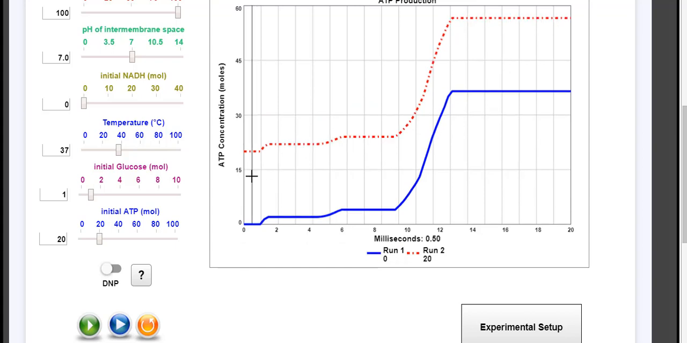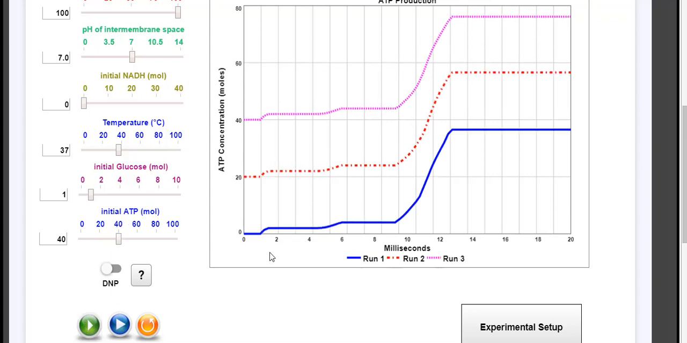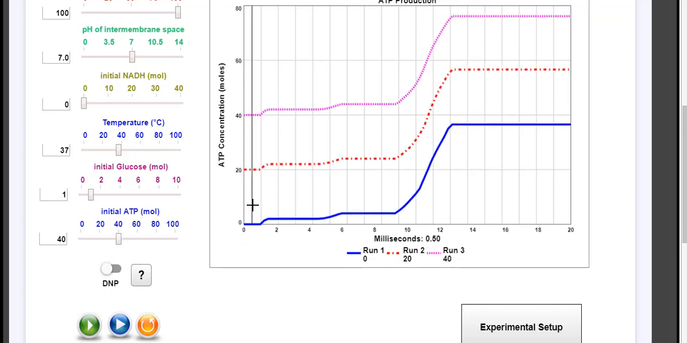so we started off with 20, then 2 are made, then 2 more are made, so that's glycolysis, Krebs cycle, and then more are made during the electron transport chain. We increase to 40 and run. Again, start at 40, 2 are made, 2 more are made, and then we have more made in the electron transport chain.